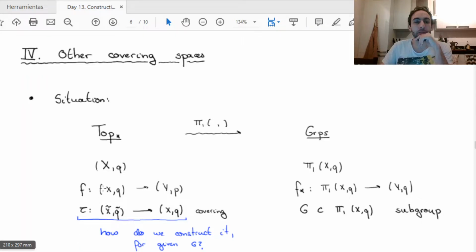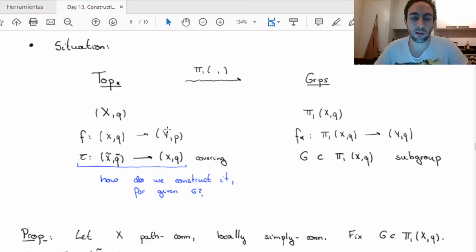All right, people, let's do another video on covering spaces, which is basically the follow-up to the one we did on the universal cover. In this one we will explain how to construct the rest of the covering spaces, in some sense, at least the path connected ones. So what is the situation?